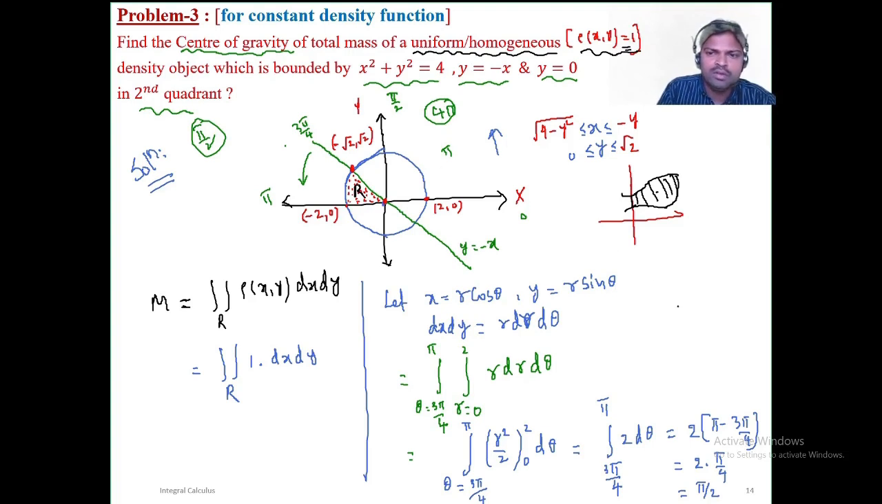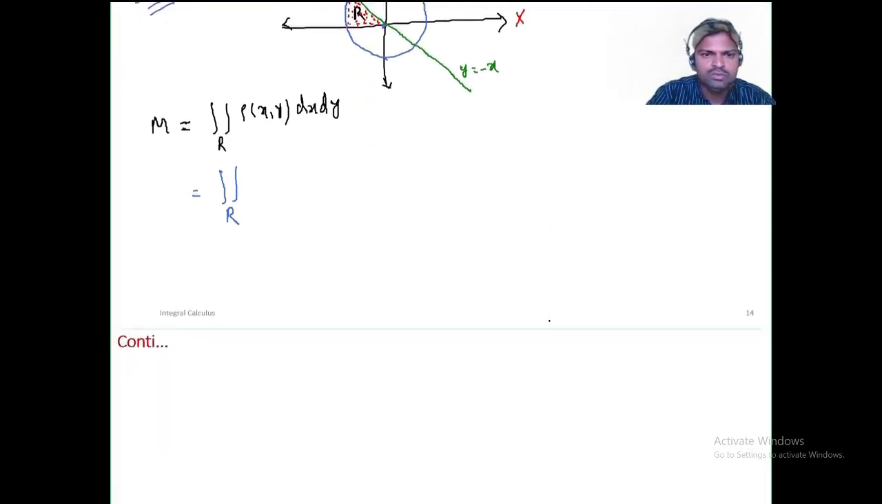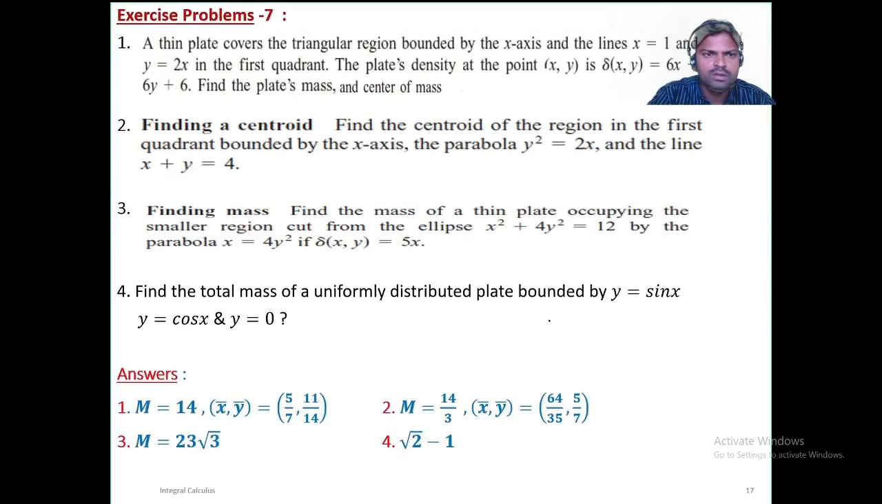For example, they are having a right angle triangle. How to find the center for this right angle triangle? You take density function as 1 and proceed by the concept of center of gravity, so that we get the center for this triangle. With this I will stop, and let us take a few exercise problems. 4 exercise problems, and complete this, and with this I will stop.